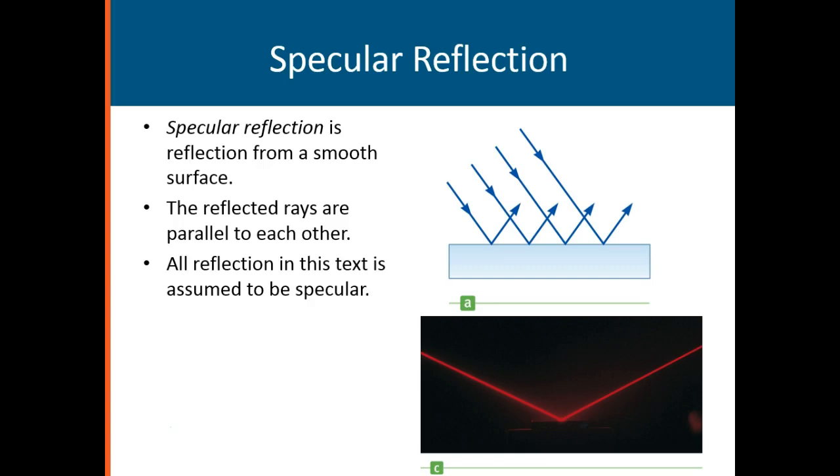Now, here's a couple of terms that I don't think I ever use in any other context. The first of these is specular reflection. Specular reflection is the reflection from a perfectly smooth surface. The reflected rays are parallel to each other. So this ray comes down, it hits the surface and bounces off. And these four rays are coming in. The bounced rays are parallel going out because it's a perfectly smooth surface.